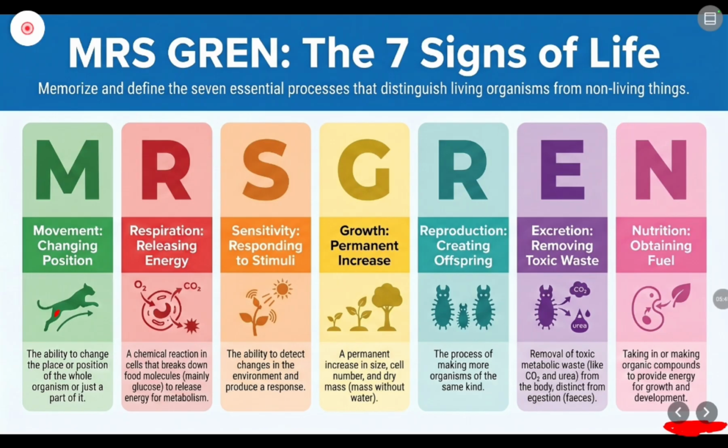So excretion is the removal of toxic metabolic waste like carbon dioxide and urea from the body, distinct from egestion. Excretion is totally different from egestion, which I'm going to cover in this video also in the coming slide. Now nutrition. Nutrition is basically obtaining fuel.